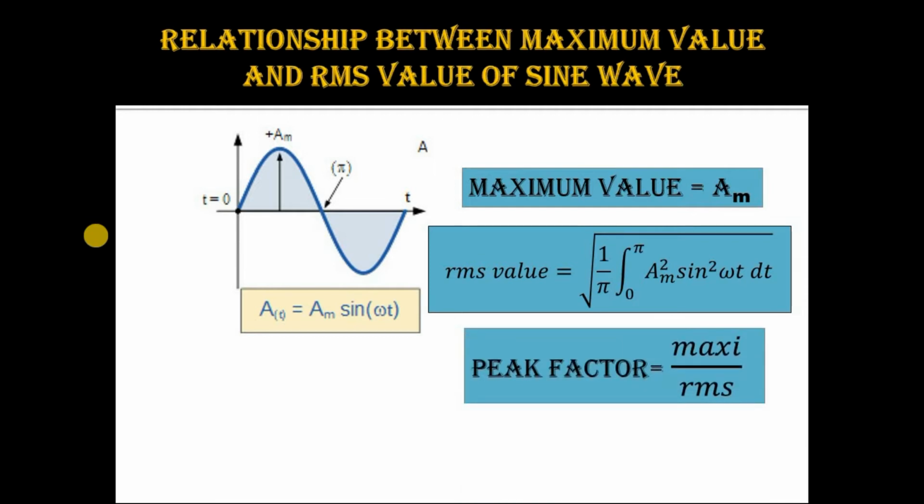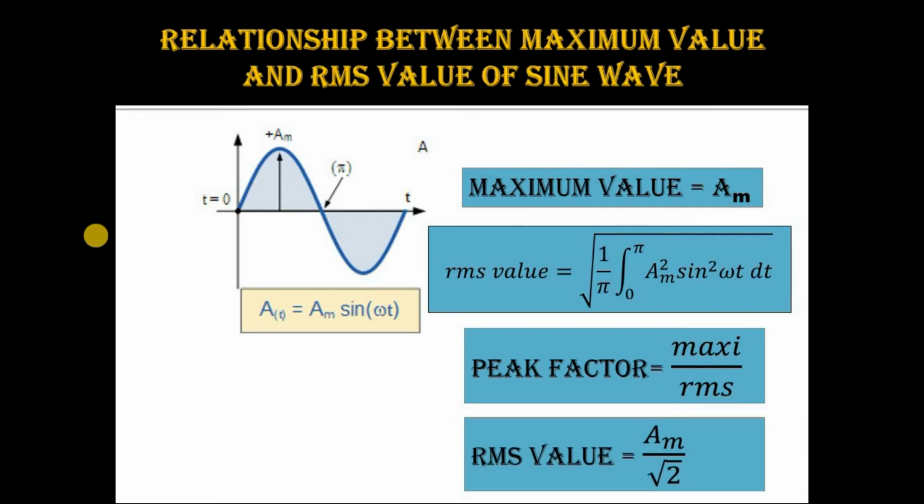So peak factor is the ratio between maximum value and RMS value. If you do the calculation, we will be getting the peak factor as 1.414, that is root 2. Hence the relationship between maximum value and RMS value is RMS value equals maximum value divided by root 2. So keep it in mind, for any sine wave, if you want to find RMS value, divide the maximum value by root 2.